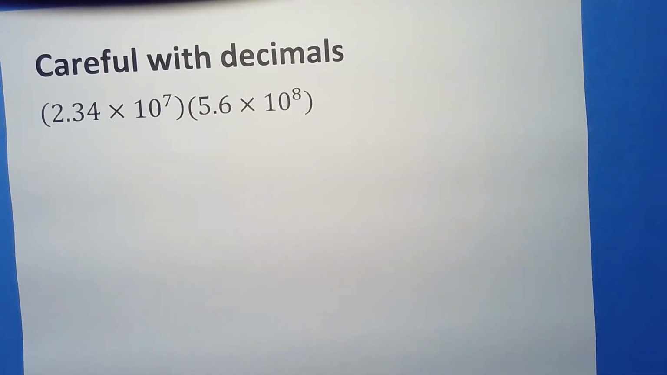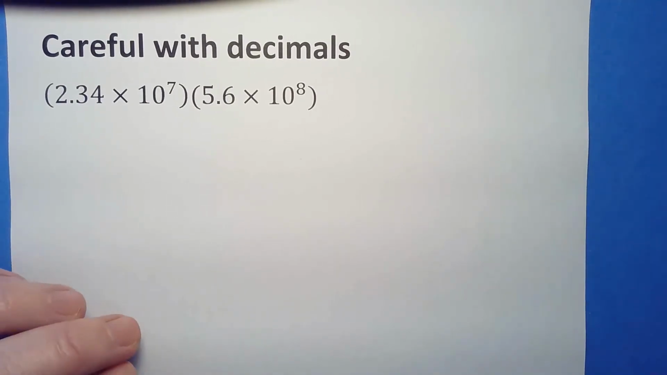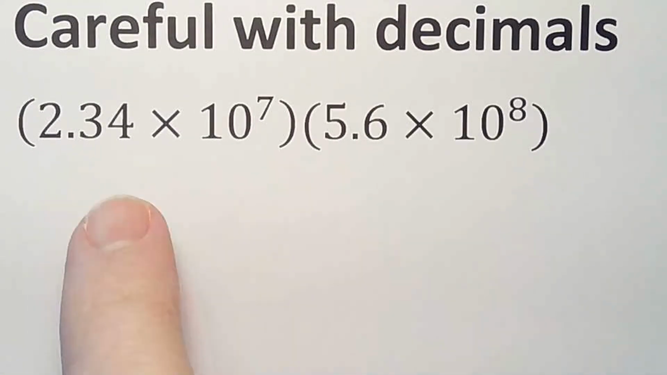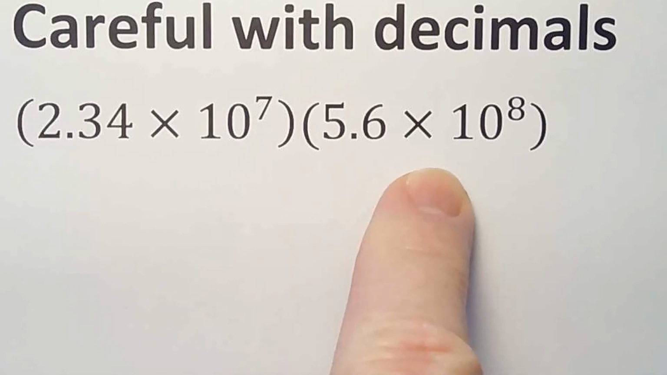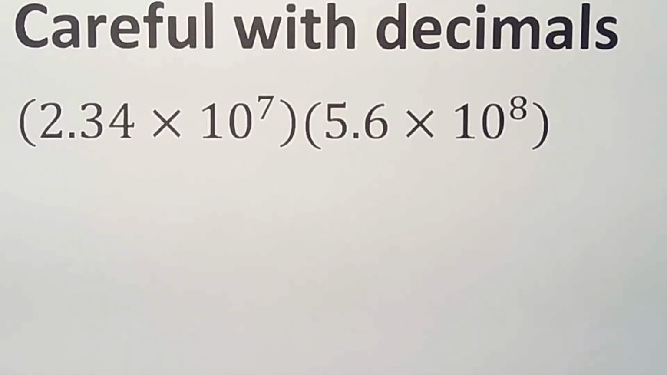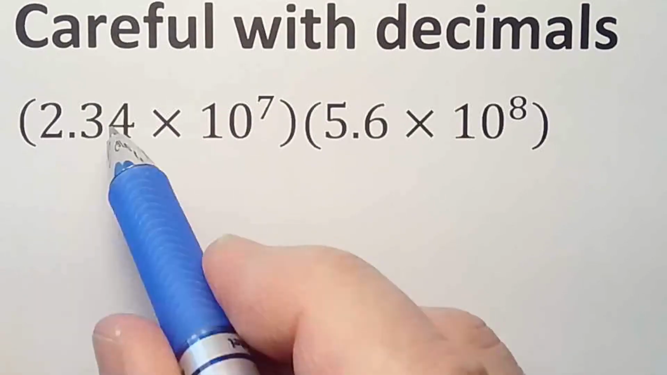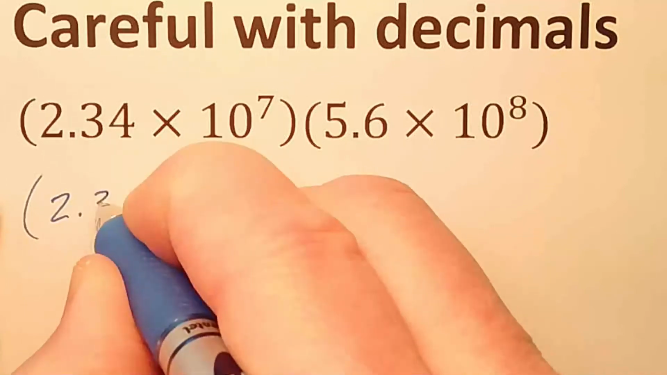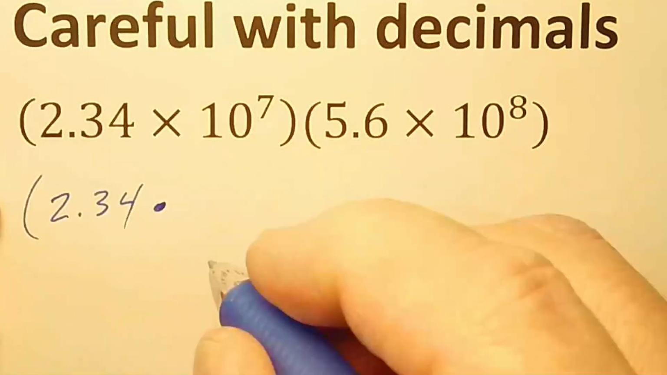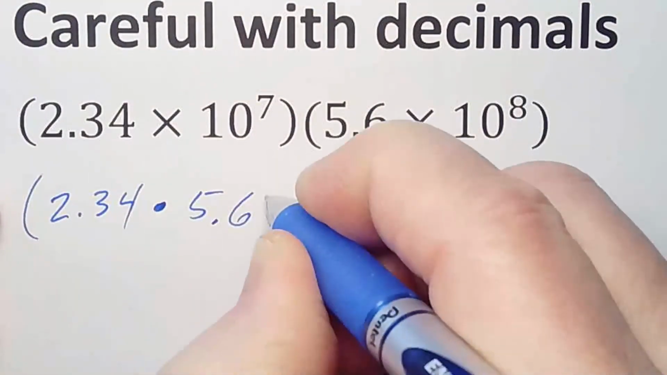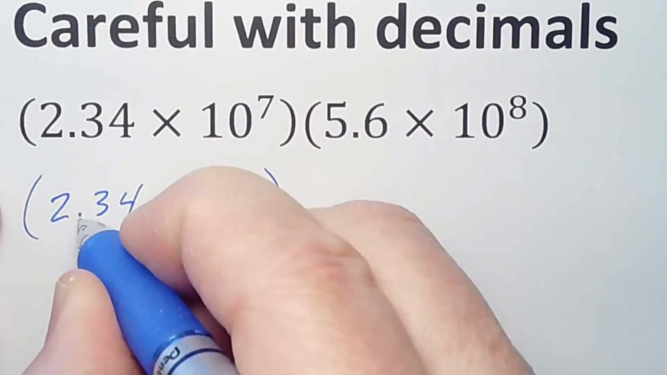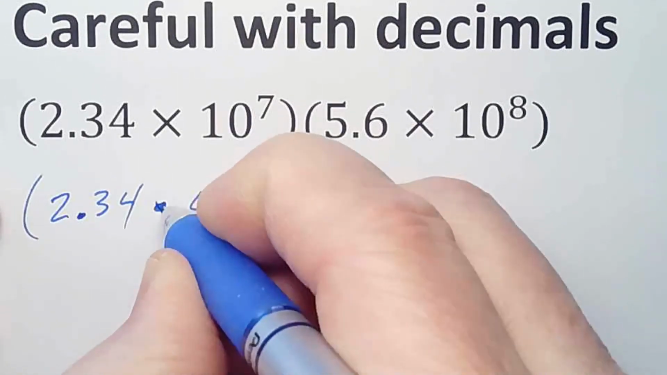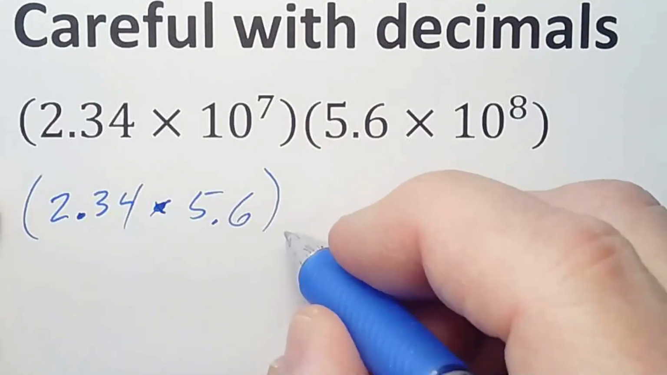In particular, be careful when you've got decimals. Let's zoom in on this one. What we've got here is 2.34 times 10 to the 7th, times 5.6 times 10 to the 8th. I'm going to group my coefficient, my first factor, and I end with 2.34 times 5.6. Whenever you have decimals, notice I'm really trying to be careful that you can tell the difference between a decimal and the multiplication. You might consider using an X just to make sure there's no confusion.